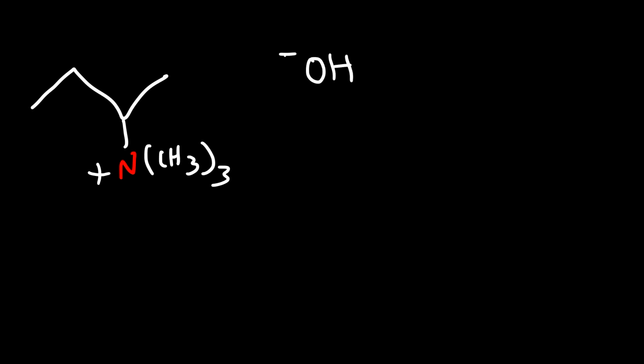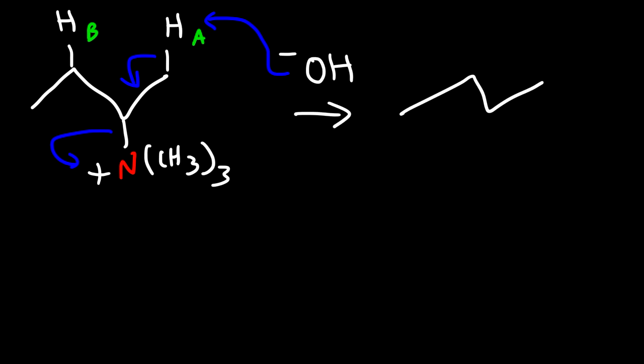Now we have hydroxide in the solution, so hydroxide will act as a strong base. It can remove hydrogen A or hydrogen B. Now this reaction is called the Hofmann elimination reaction. And guess what? It's going to give us the Hofmann product, the less stable alkene. So hydroxide is going to go for hydrogen A, forming a double bond, kicking out the leaving group. And so the major product will be 1-butene. Now, you can still get the other products, but this is going to be the major product.